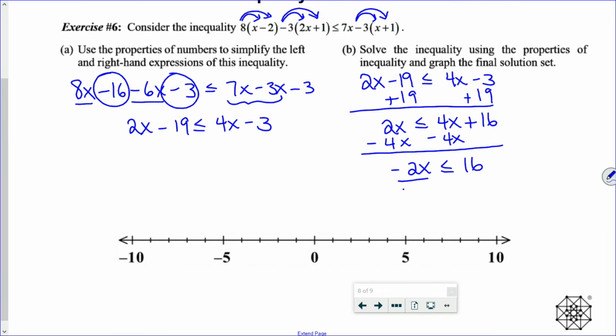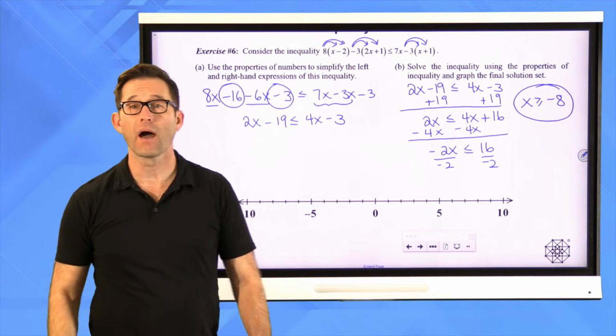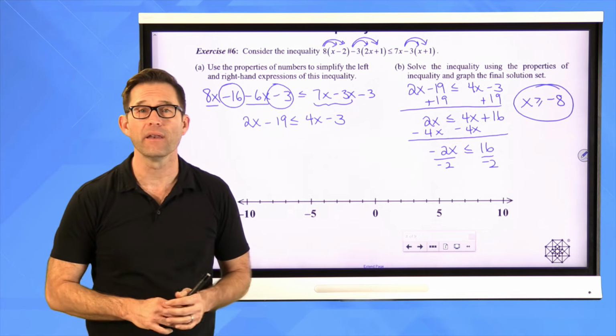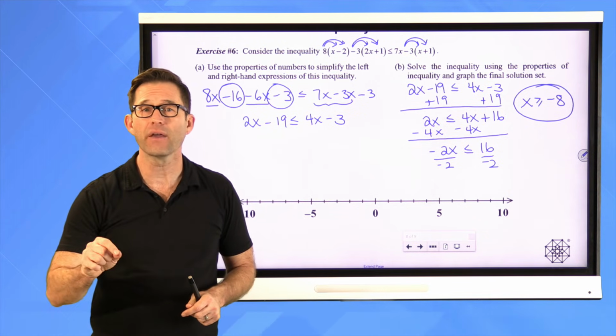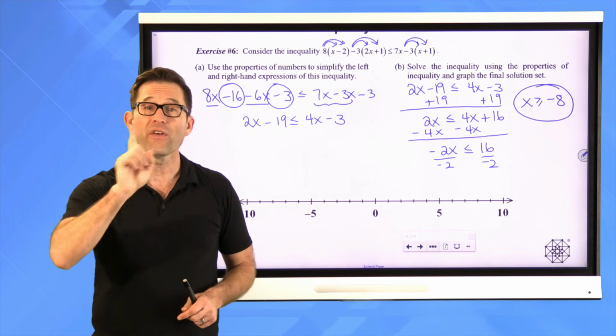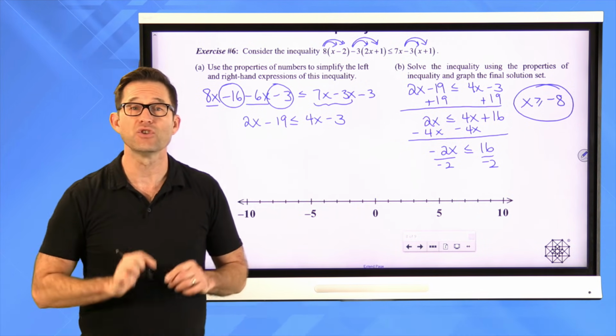And as soon as I do this, I need to switch. Now I'll have x is greater than or equal to negative 8. All right. And again, I want you to interpret that statement. X is greater than or equal to negative 8. That tells me that every value of x that's to the right of negative 8, along with the value of negative 8, should be shaded.